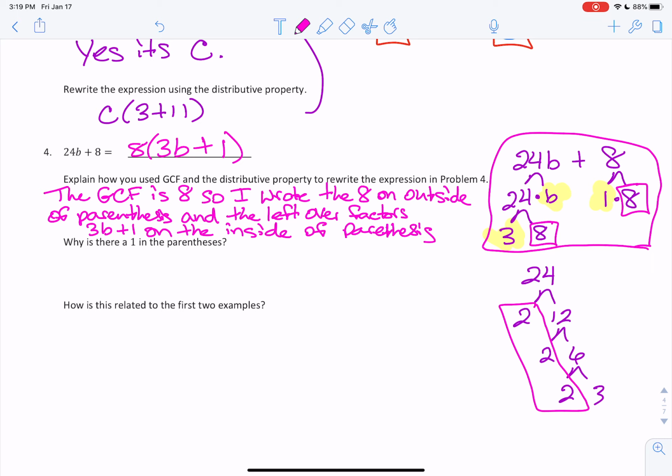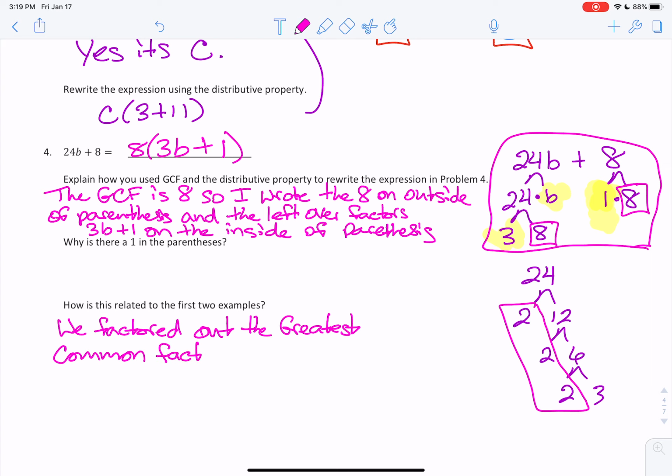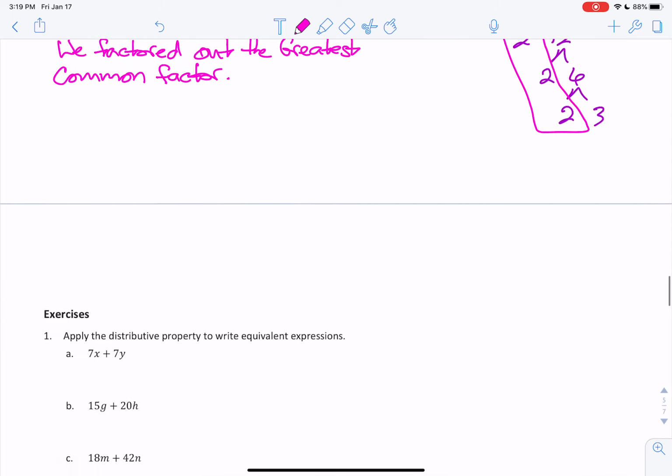Why is there a 1 in the parentheses? Because that was the leftover factor, right? From the 8, right here. Okay. How is this related to the first two examples? It's related because we factored out the greatest common factor, right? So moving on.